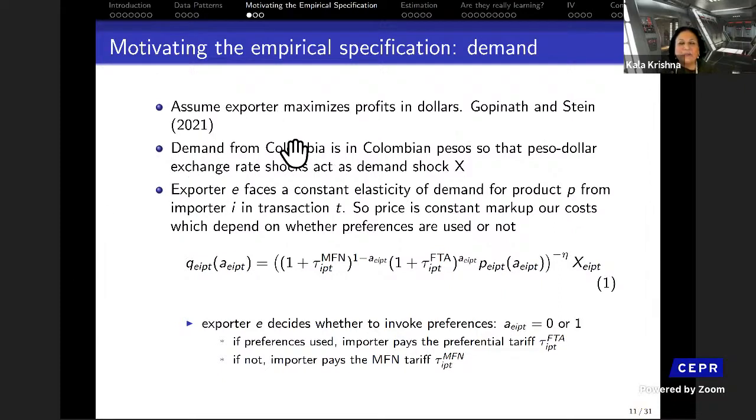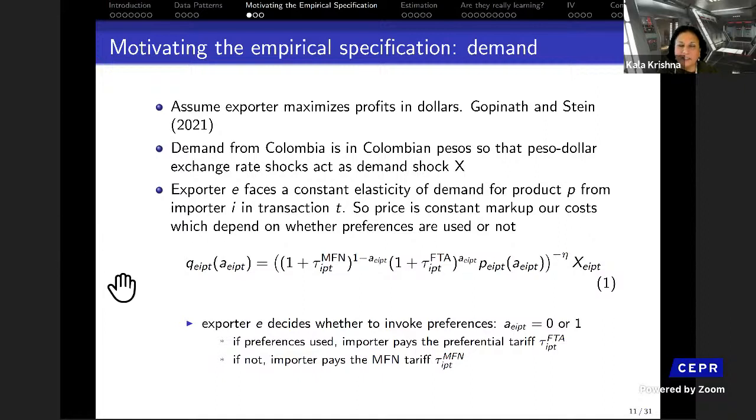Okay. So we're assuming the following, that the exporter maximizes his profits in dollars. And this basically has been shown by Gopinath and Stein. It makes sense. Why are you exporting? You're exporting because you want to import. And since most things are quoted in dollars, you want the dollars. Okay. So the second thing that we assume, and I think reasonably, is demand from Colombia as in Colombian pesos, because that's the currency that they're using. It's not based on dollars. So the peso dollar exchange rate acts like a demand shock. So when the exchange rate, the peso in Colombia appreciates, it's like, hey, I can get more demand shifts out.